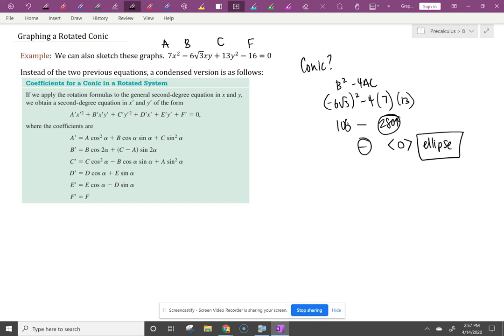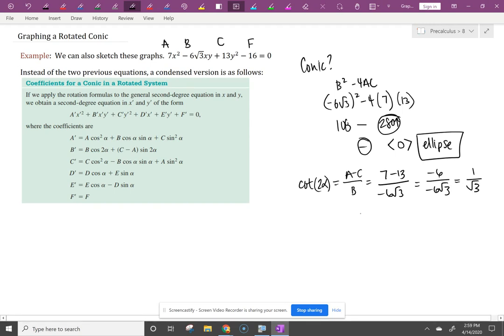Now let's find out what the angle of rotation is. The way that's found is the cotangent of 2 alpha, we'll call it, is equal to A minus C over B. So for us, that is A, 7, minus C, which is negative 13, over B, which is negative 6 root 3, or negative 6 over negative 6 root 3, which is 1 over root 3.